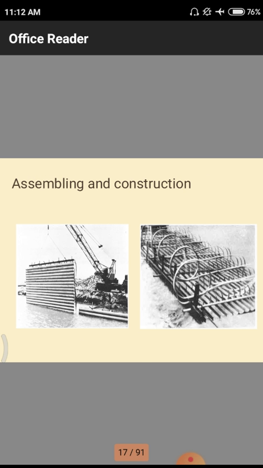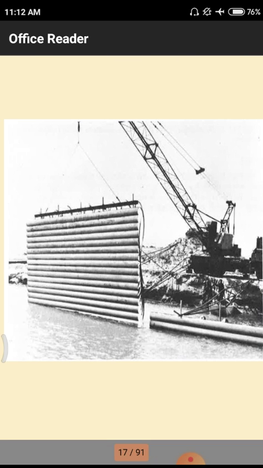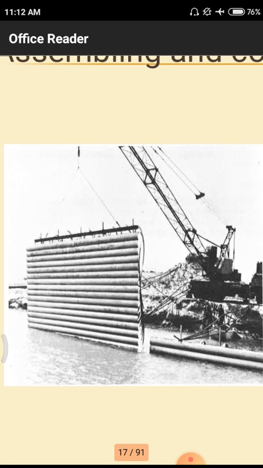Next one, assembling of these constructions. In this particular figure, the total structure is assembled in the groundwater. That means underwater structures. The total facing element is injected into the water stream by using cranes. The crane lifts the facing element and assembles it in the water.